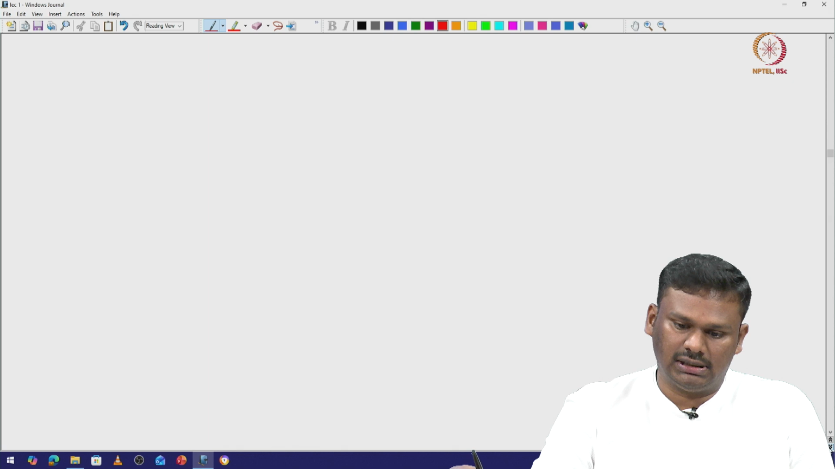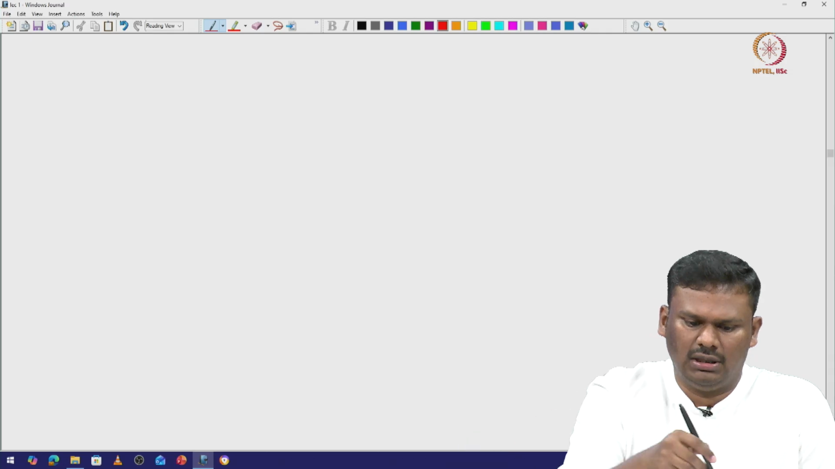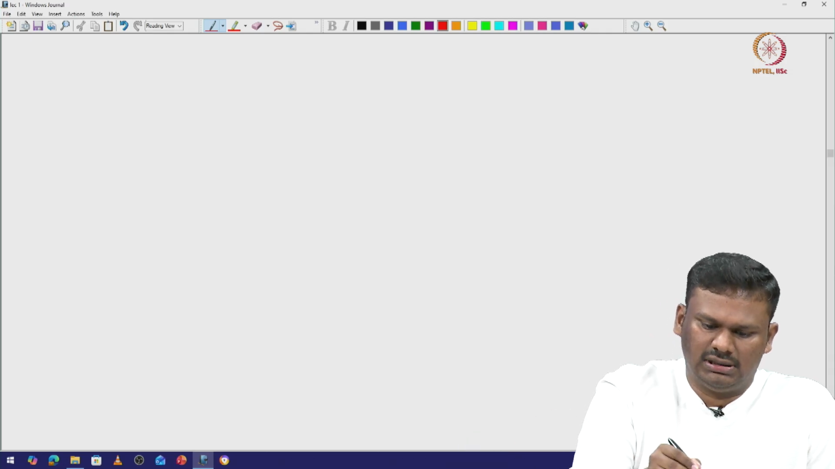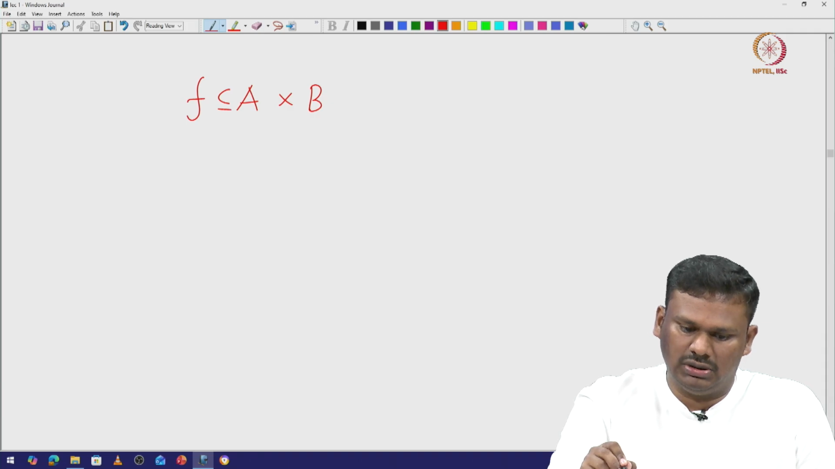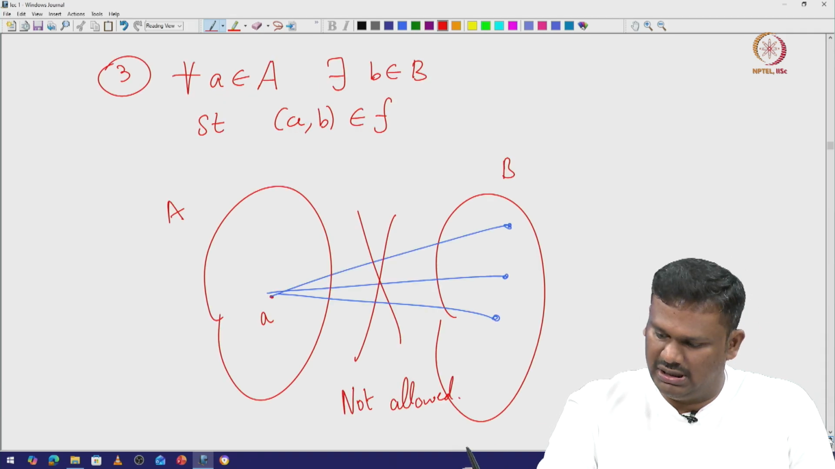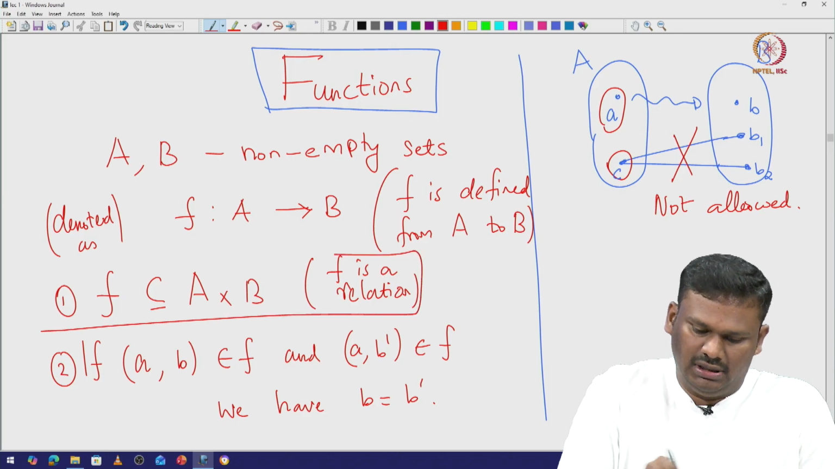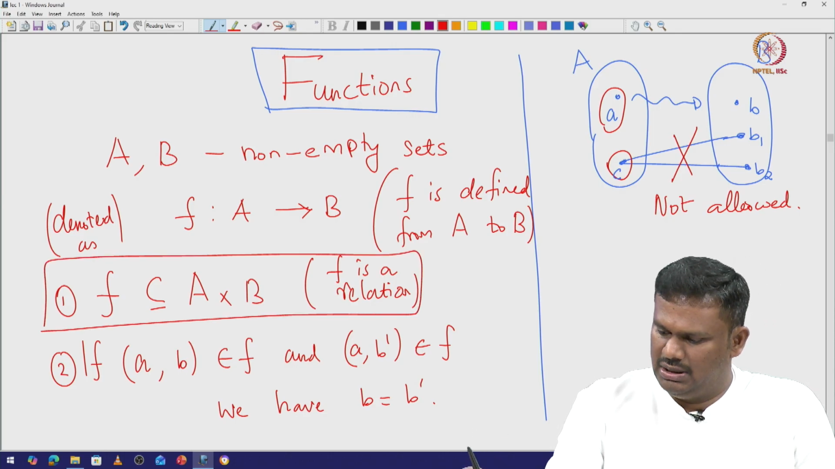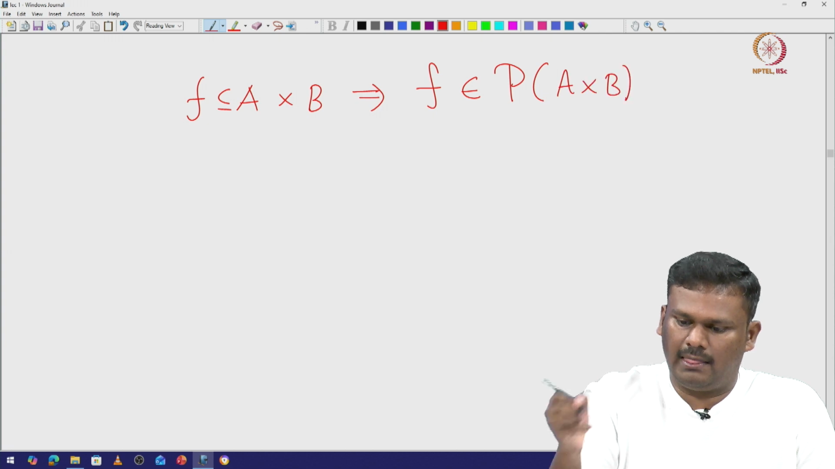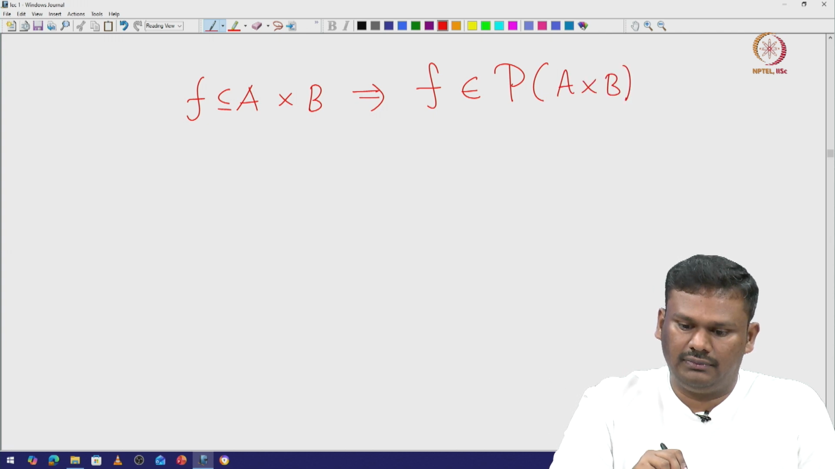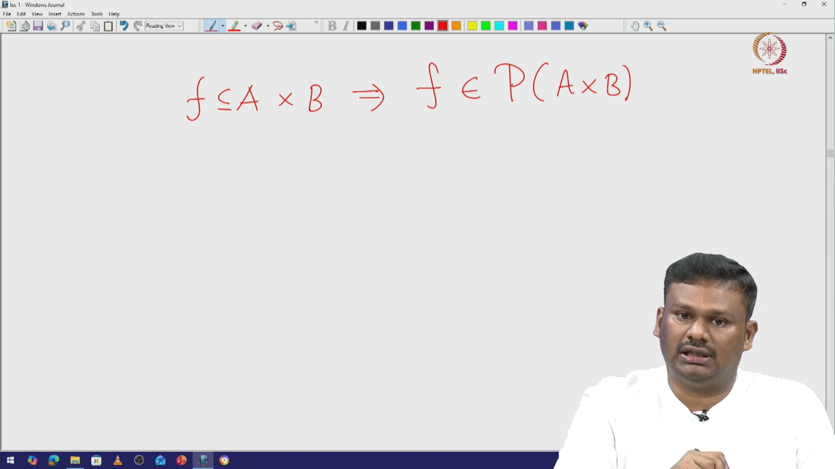Before that, let us look at the set of functions that we can define from A to B. If you think about it, given set A and given set B, a function is nothing but a subset of A cross B. This is what the very first condition says. So f is nothing but a subset of A cross B. That means f is an element of the power set of A cross B.